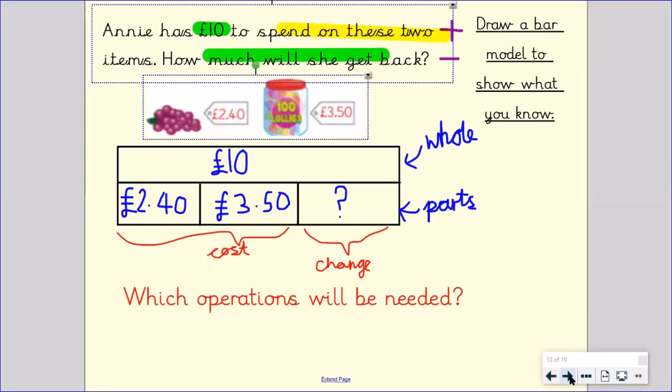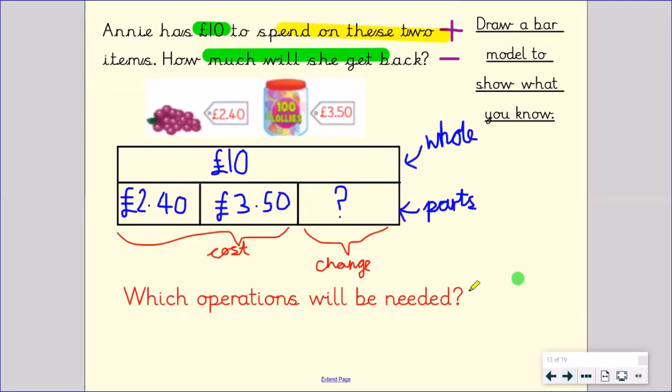Okay, so for my whole question, I can draw one bar model, which you can see here. So I've got £10 to begin with. I'm going to spend £2.40 and then £3.50. So that's my total cost. And then the amount of change that I get will put together with the cost will add up to £10.